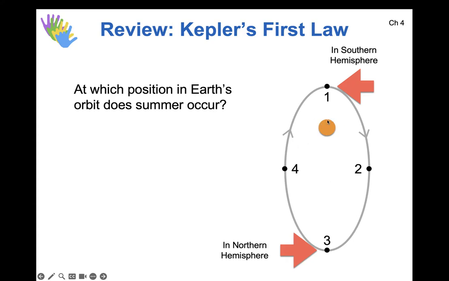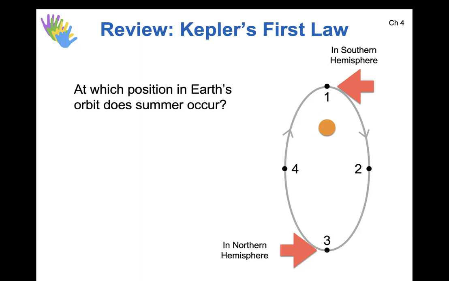And we see the sun, which is this orange dot here, at one of the two focuses, the foci of the ellipse. And another thing that we have seen is that point one would be the perihelion, and point three would be the aphelion. But then this you might not know. At which position in Earth's orbit does summer occur?